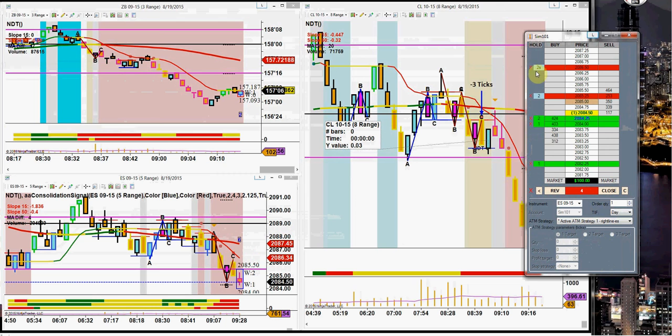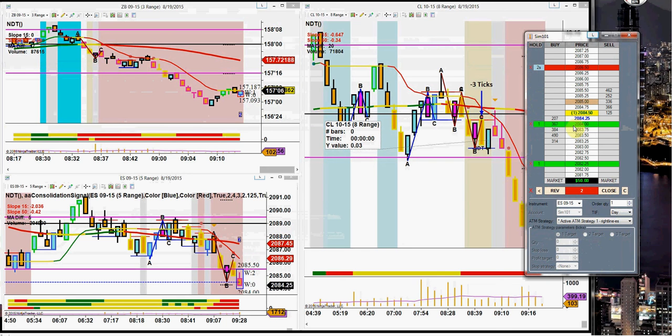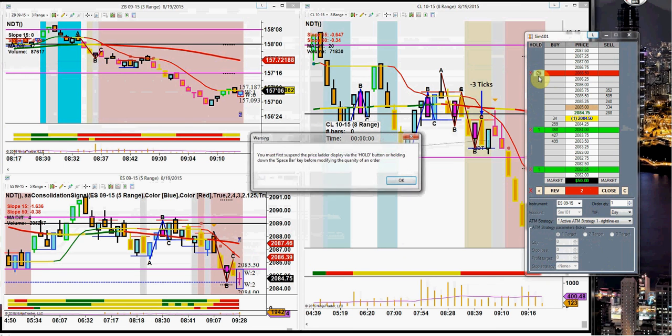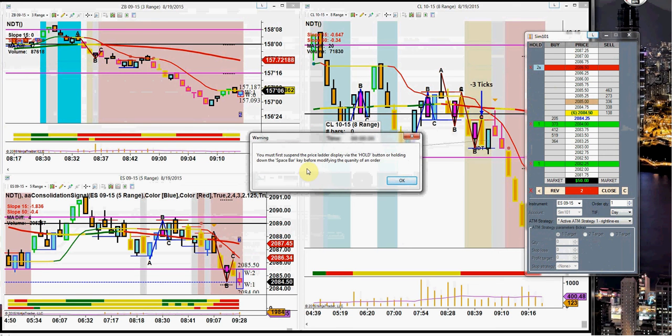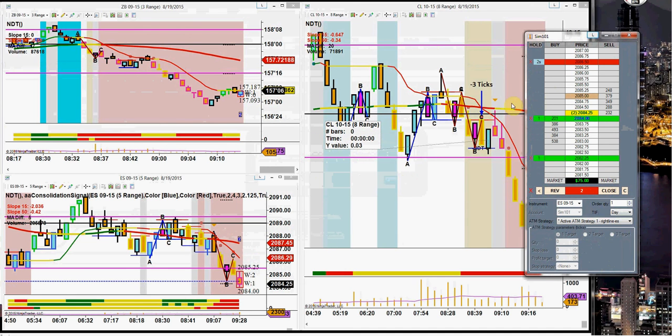There's our first target. It's a quick hit, but it hit it. There we go. Hit it again. I'd like to see how to move my stop down, but you must first suspend the price ladder display via the hold button or holding down the spacebar before modifying the quantity. I don't want to modify the quantity. There's our second target. Market got to the second target. It's just waiting to fill. There it is.